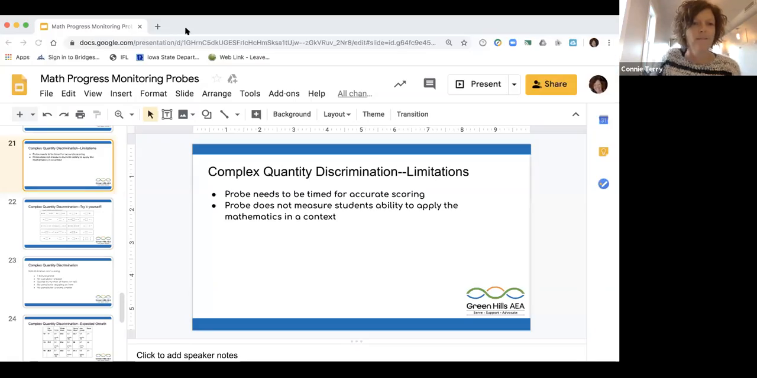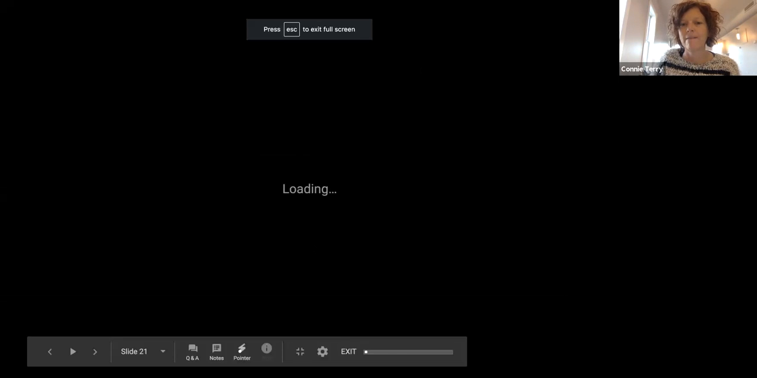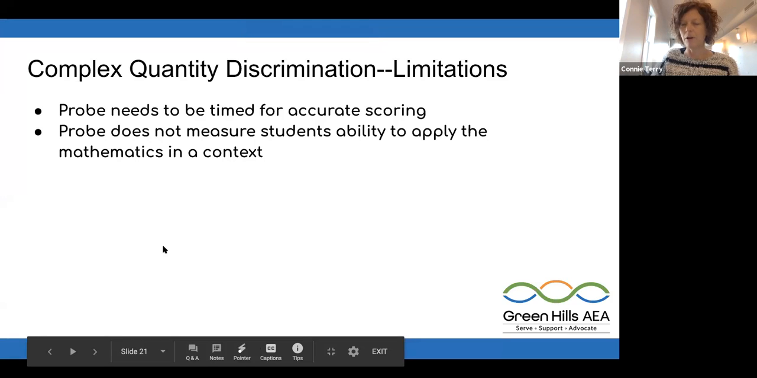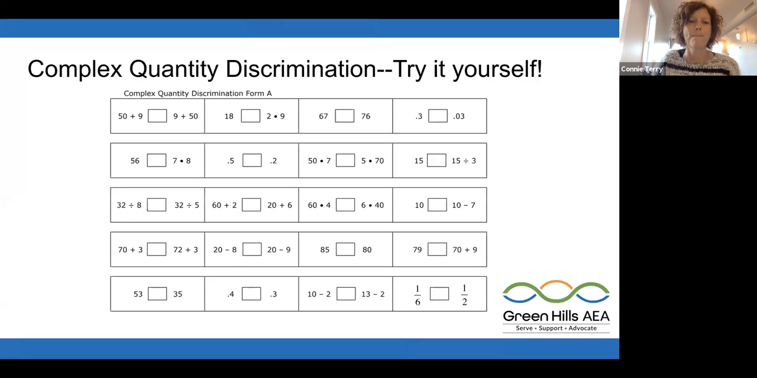I will now show you the probe and give you a little bit of time. You are only going to see a portion of the probe. You will not see the entire probe. Okay, let me click to the probe. And you would just have to write on scratch on your piece of paper yourself.